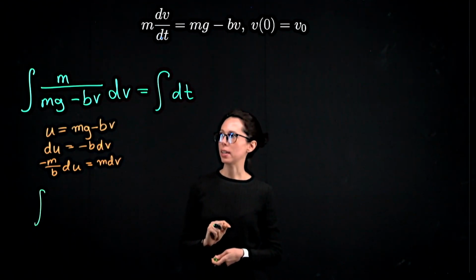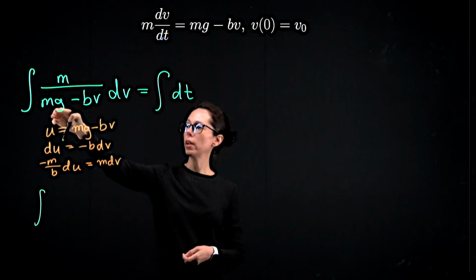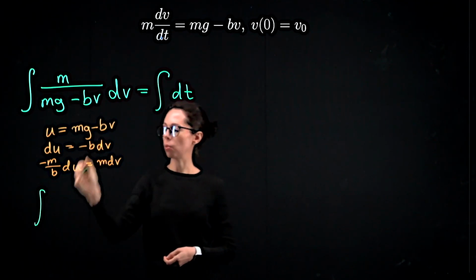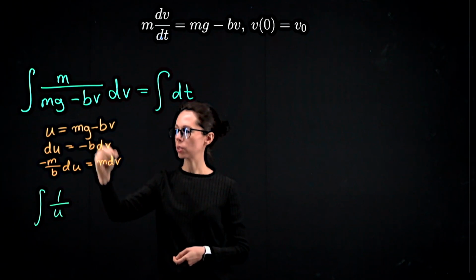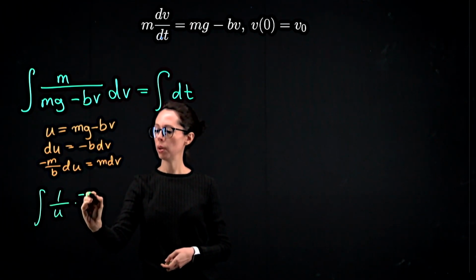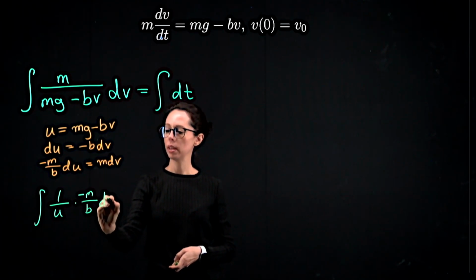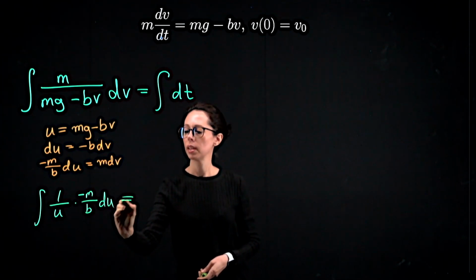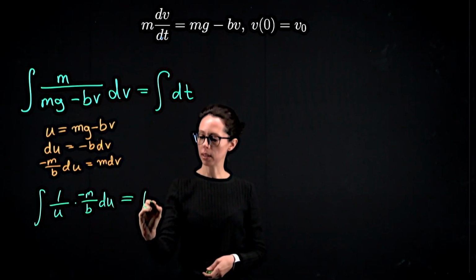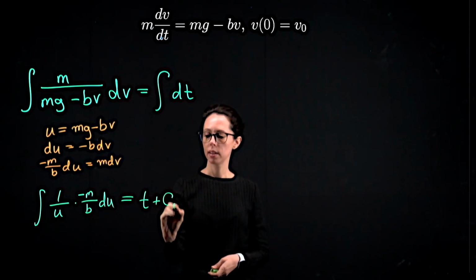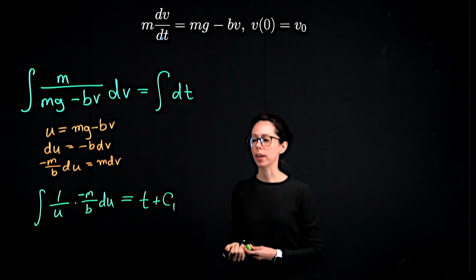so that for the left-hand side, 1 over mg minus bv is now 1 over u, and then m dv is going to be negative m over b du. That's just a constant. Let me go ahead and anti-differentiate the right-hand side with respect to t. That's just going to be t plus the first constant that I'm going to identify in this computation.